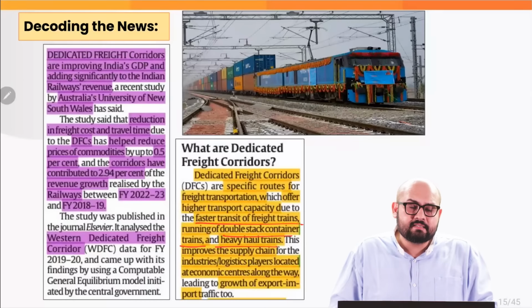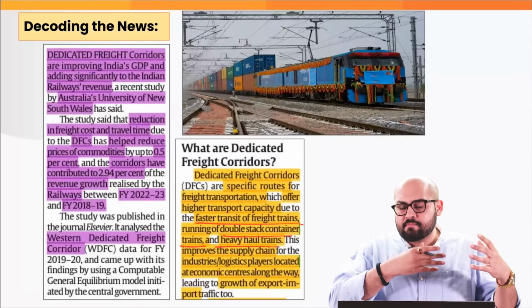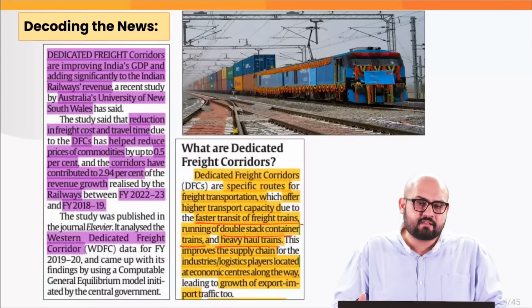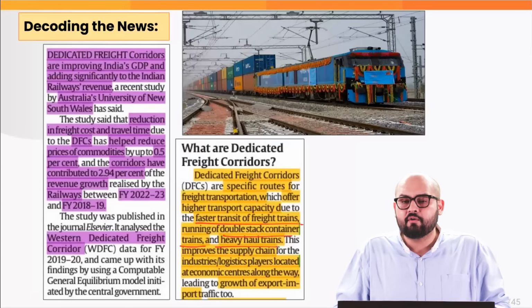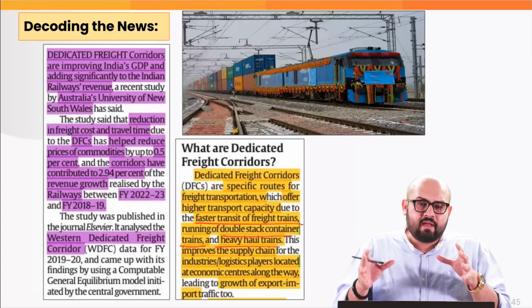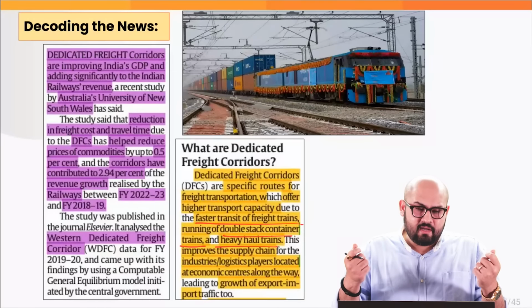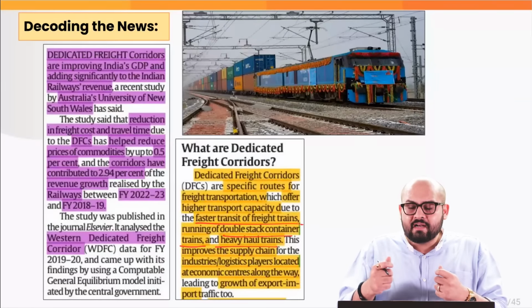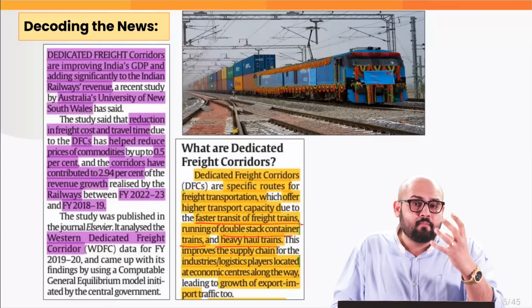Again, the gist of the article is that we have had this project implementation started in 2006, and we have had the Eastern Dedicated Freight Corridor and the Western Dedicated Freight Corridor. Because of that, what we have seen is that there have been significant benefits to the overall economy, right? And that has also led to making the overall logistics sector in the country more robust.